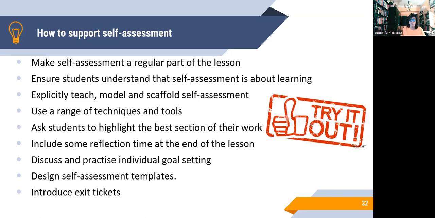Ask the students to highlight the best section of their work. Explain why they think it's good. Have them identify where they have met the success criteria. Include reflection time at the end of the lesson. Teach them how to reflect on their learning. Provide sentence stems to help them reflect. Discuss and practice individual goal setting. Students are generally not used to setting goals for their own learning.